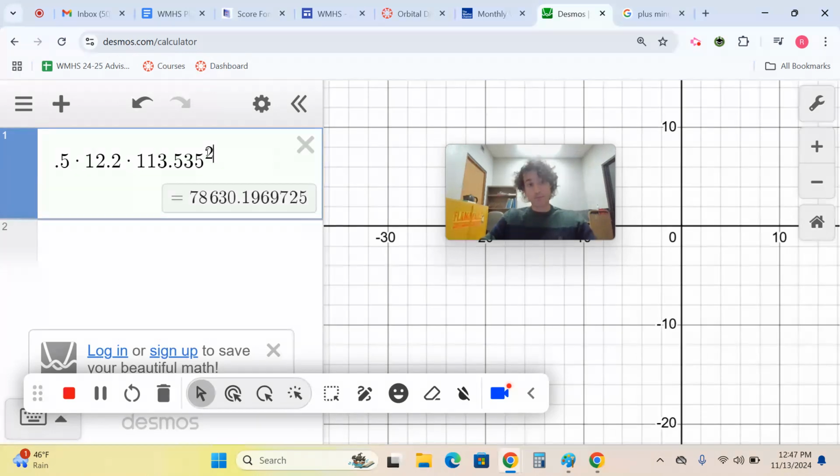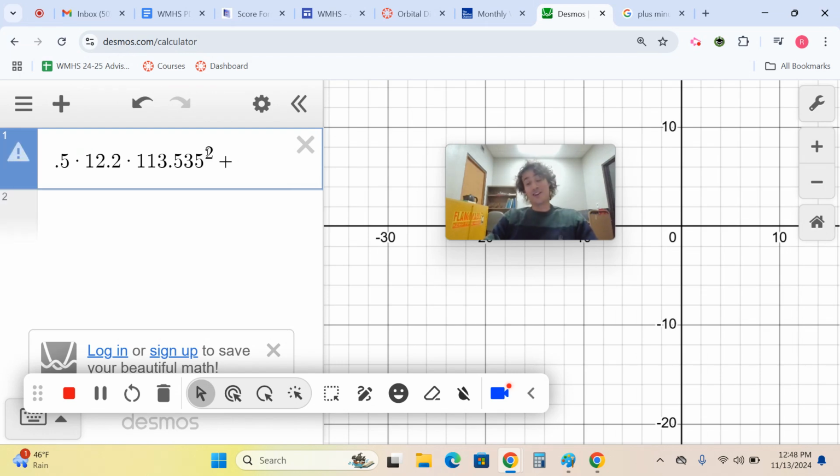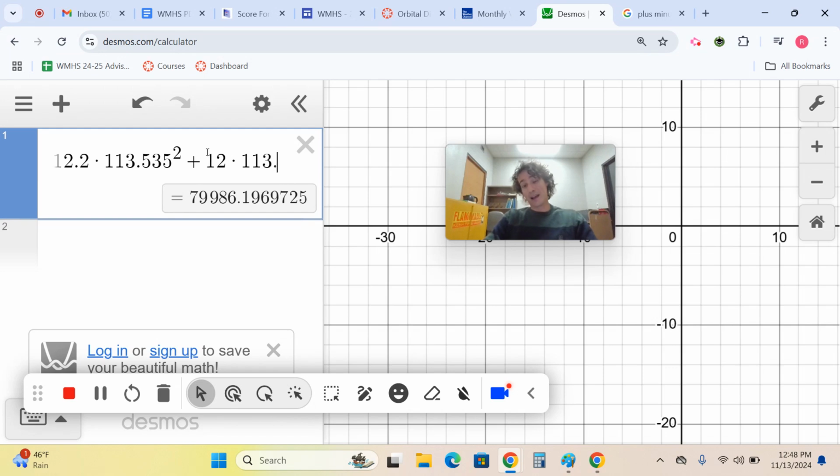I square that, that's the time. I add 12 times 113, this is the time, we just found it, 0.535, I think. Again, maybe you're like, come on, you just said it. I know, I forgot, sorry. Plus 7, and you can already see, wow, look at that. Plus 7, that's insanely close.